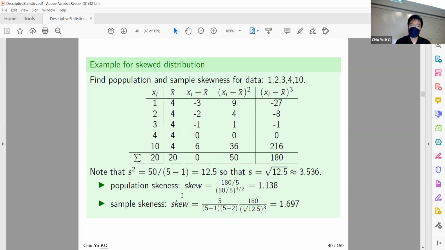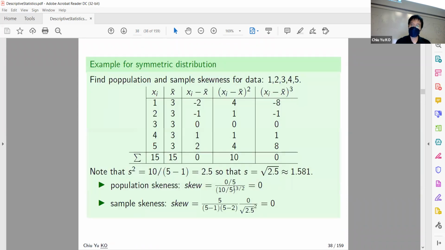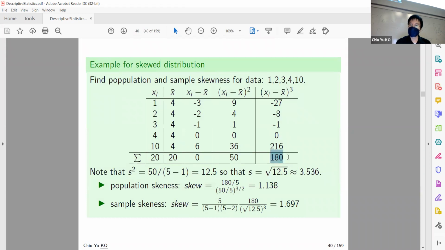Now we are ready to calculate. The population one will be the mean of this, because the formula is this one, if you remember: the sum of the cubic distance over n, divided by the sum of the square distance over n to the power 3 over 2. So the sum of cubic distance is 180 over 5, and the sum of square distance is 50 over 5, to the power 3 over 2. So it's 1.138.